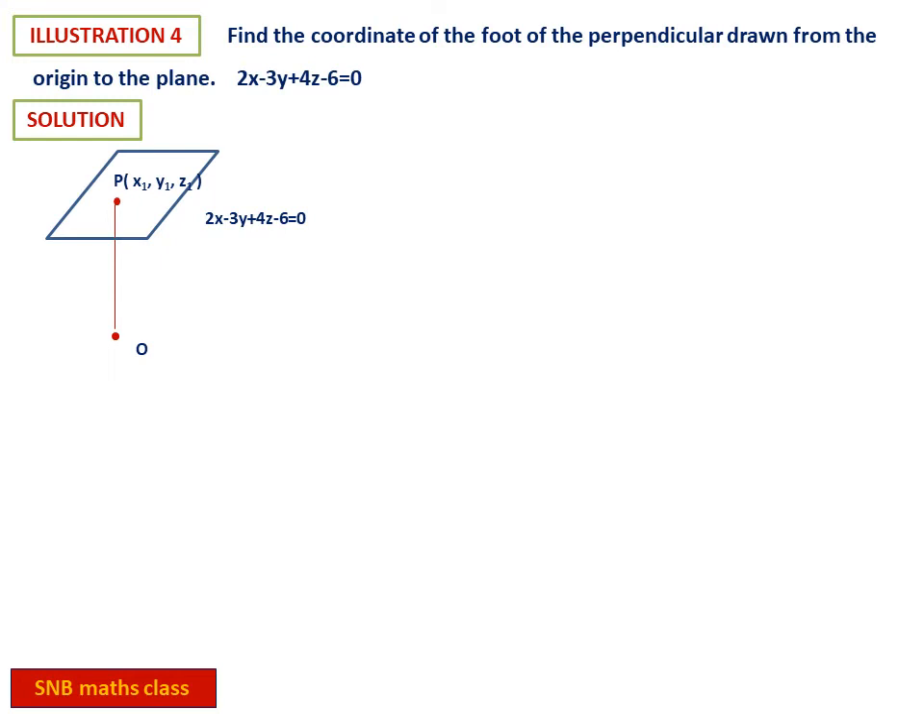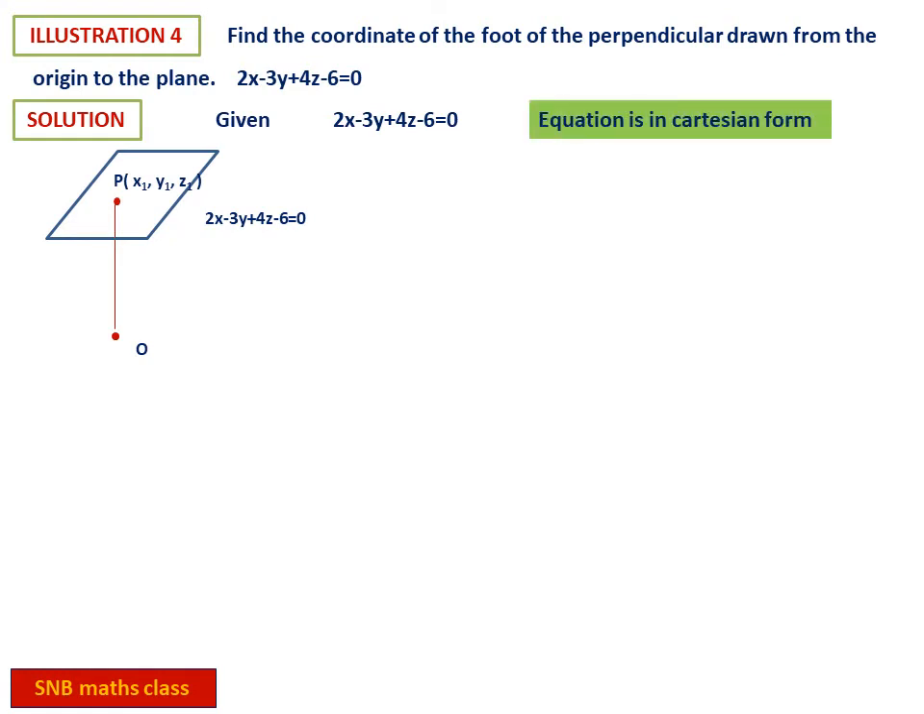That means x1, y1, z1 you have to calculate. How to do it? So let us first write what is given. Given plane is 2x minus 3y plus 4z minus 6 equal to 0, which is in the Cartesian form. Now, writing it in vector form, this we have done already: r dot (2i minus 3j plus 4k) equal to 6.